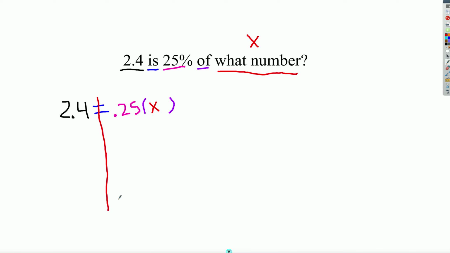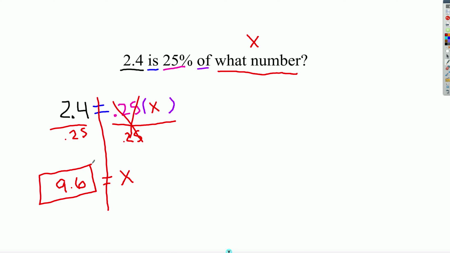So now that I wrote it out, I can tell to solve for my X, my unknown, I undo multiplying by 0.25 by dividing by 0.25. So my X will be alone. And for 2.4 divided by 0.25, I would for sure type that one in a calculator. And I get 9.6. So it says 2.4 is 25% of 9.6. So the key is always remember your percent. When you're writing an equation, you'll want to change it to a decimal. You will not want a percent sign in your equation.